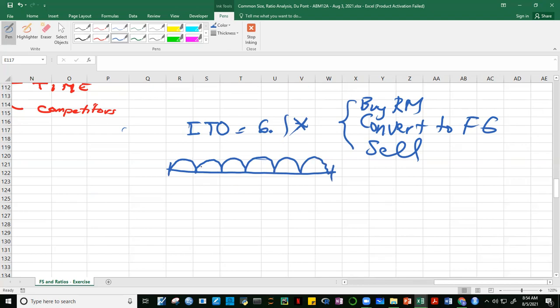Buy raw materials, convert to finished goods, sell. So this is the velocity of your operations. No? Yung velocity, yung speed by which the company is able to conduct its operations. Bibili ng raw materials, gagawa ng finished goods, ibebenta. 6.1 times. Okay? So the higher the ITO, the better kasi mas mabilis yung proseso ng company. The higher the company is able to turn over its raw materials into finished goods and then sell, better. So kung 20 times yan, ibig sabihin 20 times na uulit yung pagbenta, benta.